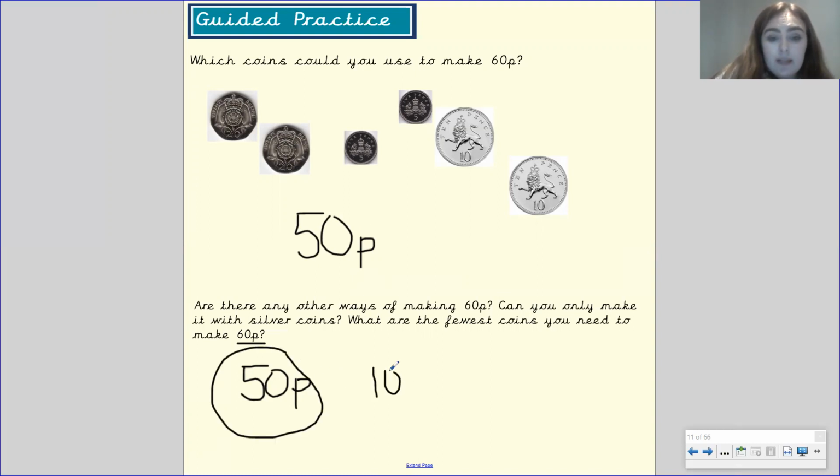Well done, you could have had a 10 pence as well, because 50 add 10 makes 60. So this would be the fewest amount of coins that you could have to make 60 pence. You can use a 50 pence and a 10 pence, and that means you're only using 2 coins.